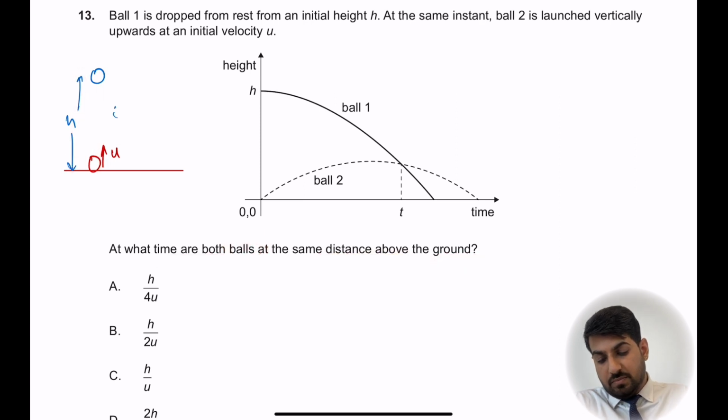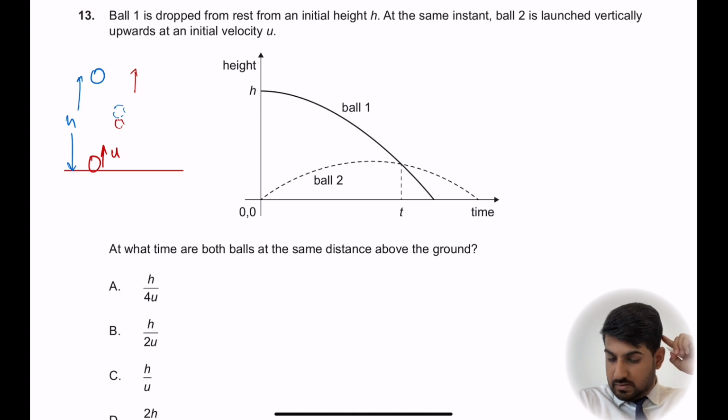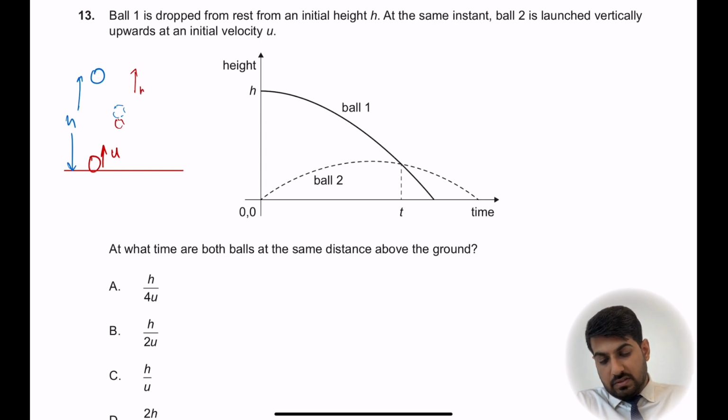So if this is the height h, it means this ball has to travel h by 2 and this one also has to travel h by 2. Same distance means at this position, where the total height is h, both the balls have covered the same distance above the ground. So this is h by 2 and this is also h by 2.